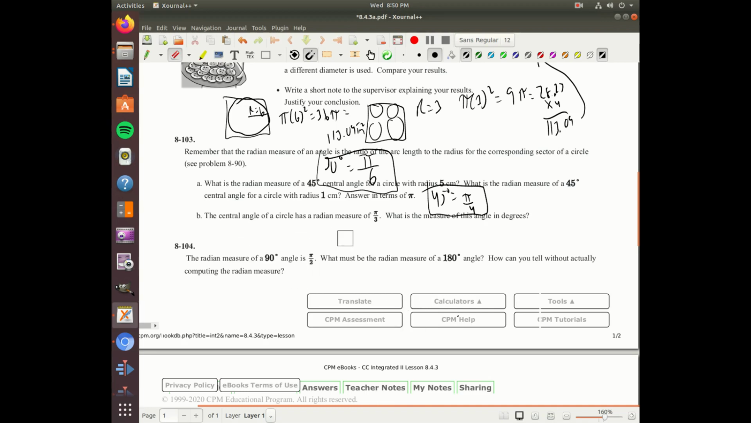It says the central angle of a circle has a radian of pi over 3. What's the measure of the angle in degrees? We can work backwards on this one, is essentially what they're saying for us to do. If it's pi over 3, what is the angle going to be? Well, we'll just say the radius is 1, to make it easy. So 2 pi r gives us 2 pi.